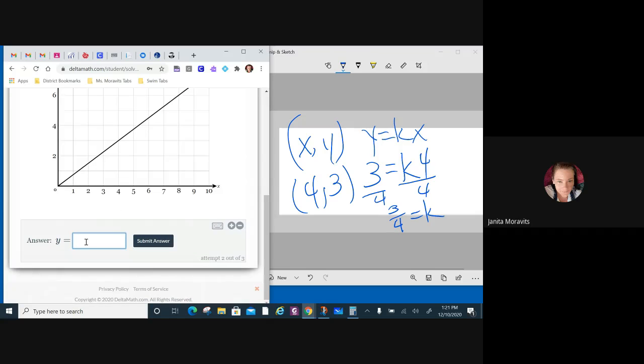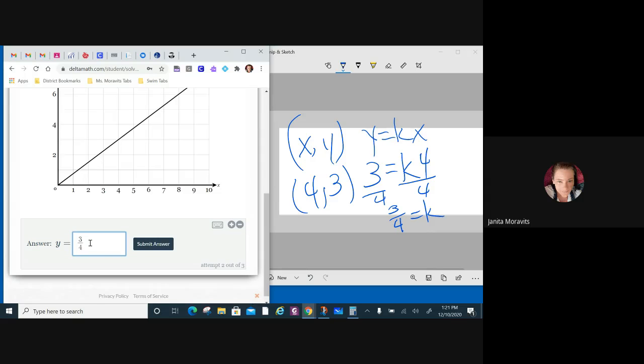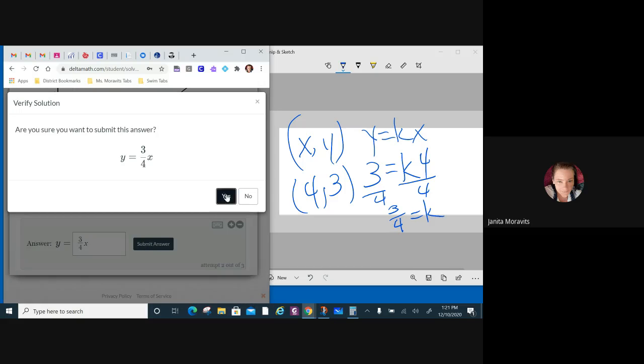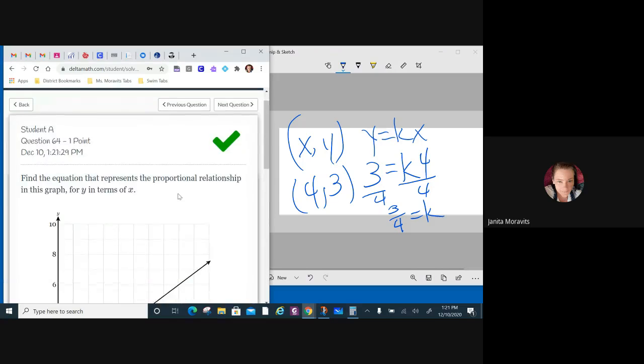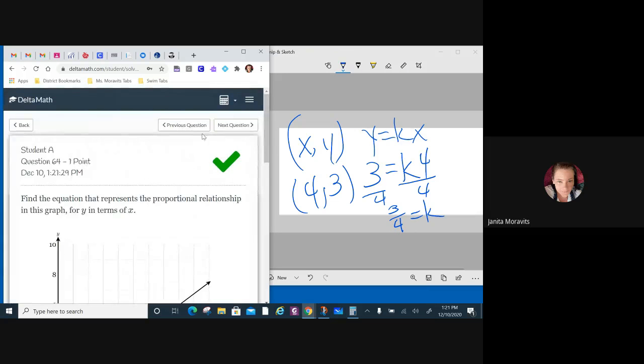Let's do that. Oh, it has y. I just put the 3/4. I left out your x. 3 over 4 times x. There we go. Make sure you click right there so that you can put your x there. There. It likes that one better. Yeah. Next time we won't leave that off. So don't forget your x on 65.